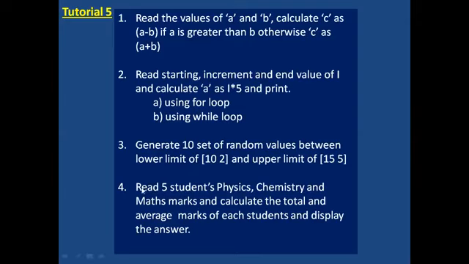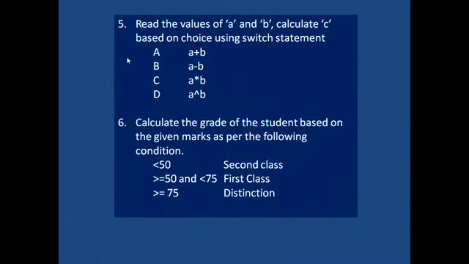And the third exercise, you have to generate 10 random values between a lower limit and an upper limit. And the next one is, you have to read 5 students' physics, chemistry, maths values, and you have to calculate the total and average mark of each student, and display the answer. And the fifth one is, you have to read the values of A and B. You have to calculate C based on the choice given.